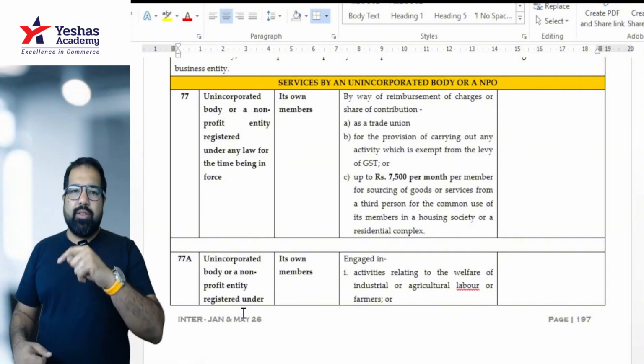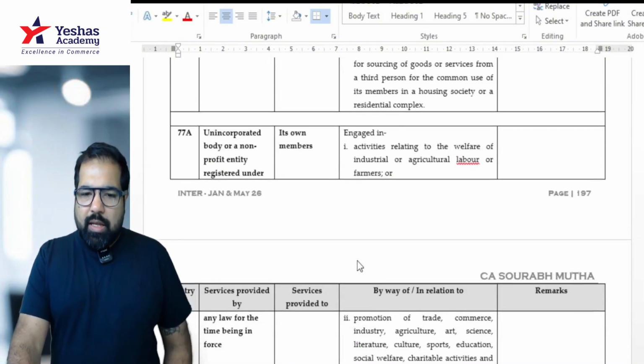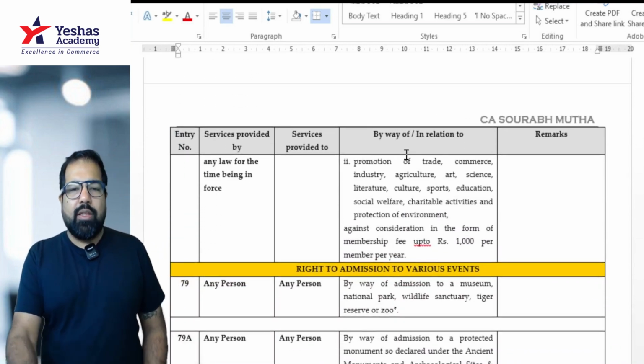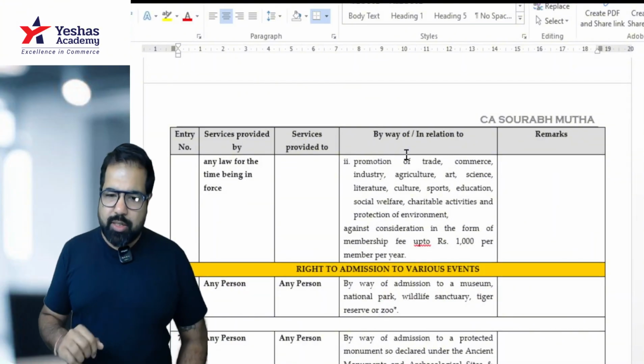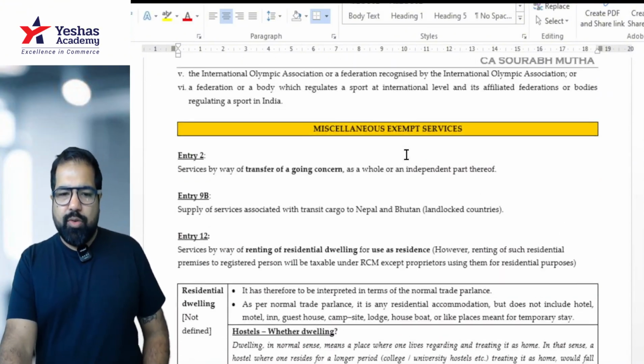In my same building, there is an office or there is a shop, on that there is no exemption up to 7,500. Next, if it's for the welfare of industrial labor, farmers, etc., then up to 1,000 per year, if they collect some fee, there will be no GST. Right to admission of events, we've done already. There's nothing new in this.